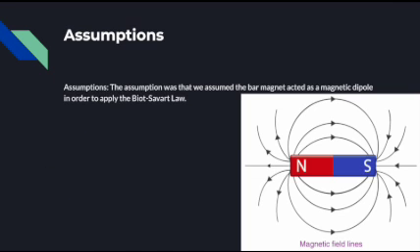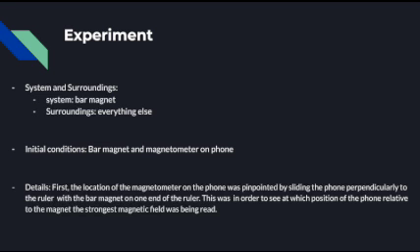Now, the assumption was that the bar magnet acted as a magnetic dipole in order to apply the Biot-Savart law. So the experiment had a system and surroundings. The system was the bar magnet, and the surroundings were everything else. Initial conditions were the bar magnet and the magnetometer on the iPhone.